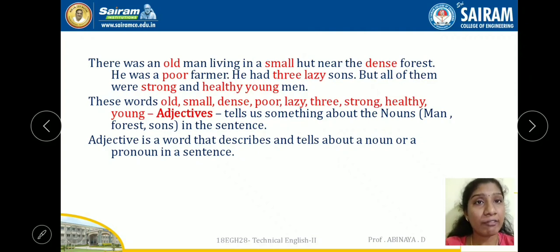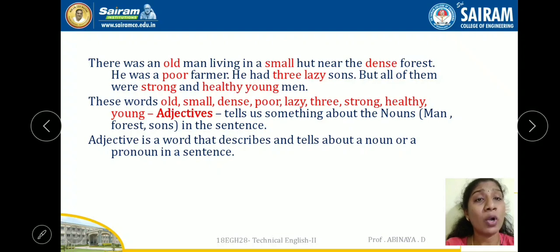See this paragraph. There was an old man living in a small hut near the dense forest. He was a poor farmer. He had 3 lazy sons, but all of them were strong and healthy young men. So the words highlighted here: old, small, dense, poor, lazy, 3, strong, healthy, young are adjectives, that is, qualifying, modifying, telling something about the noun in the same statement.